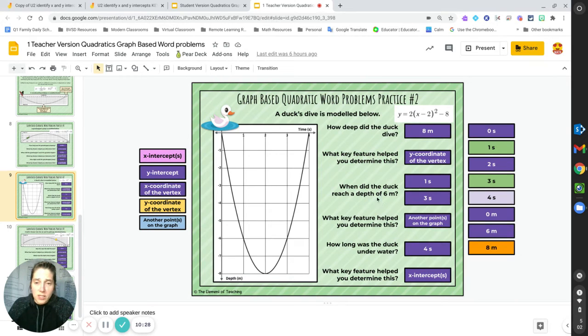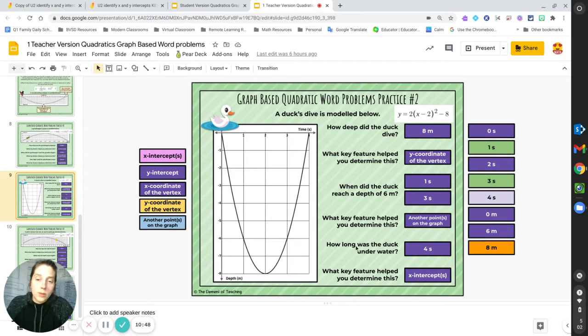When did the duck reach a depth of 6 meters? So you have to look for when they got 6 meters deep. It happens 2 times. It happens at 1 second, and it happens at 3 seconds. And that was just another point, actually 2 points on the graph. That's what got dragged over here.